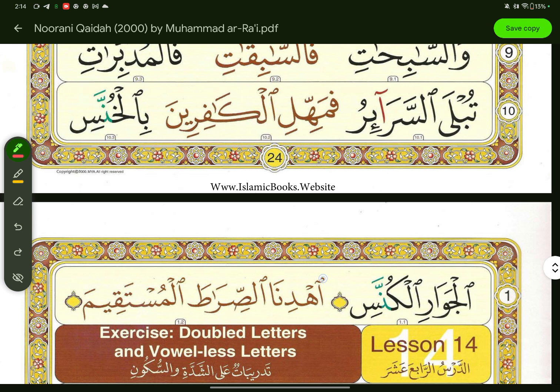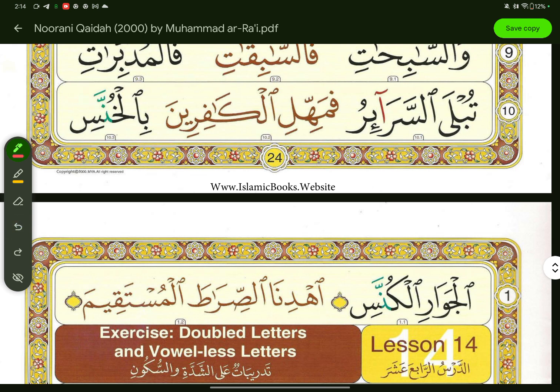Alright, next one. Last one. Head. Okay, just a second. This doesn't have any marks, but it is actually supposed to be pronounced like this. Ihdi. Ihdina as-sirat al-mustaqim.